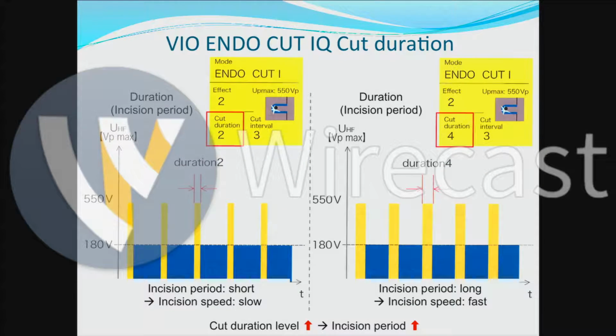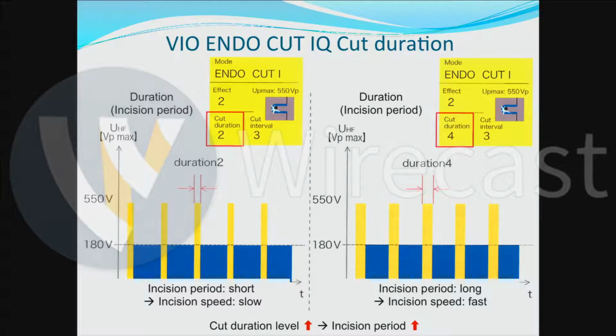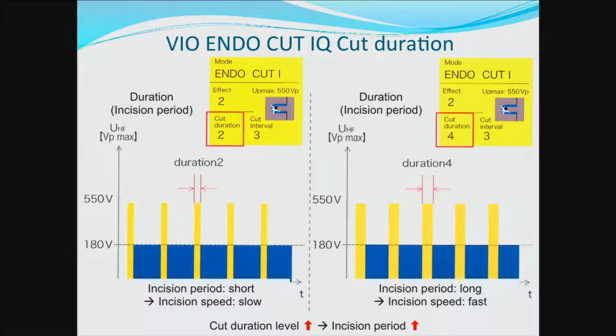In end cut IQ cut duration, the output period with high cut incision is selected by four-level cut duration. When incision period gets longer, incision speed becomes faster, and as cutting duration level gets higher, incision period gets longer.